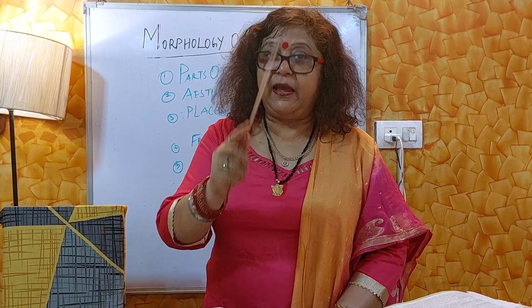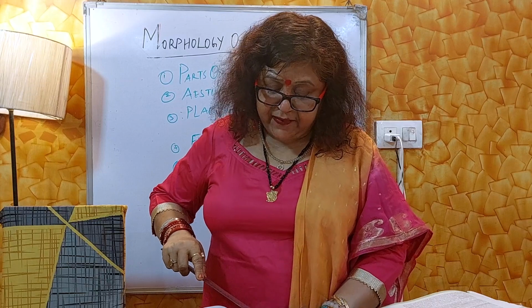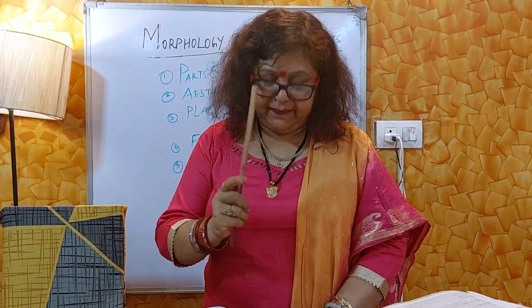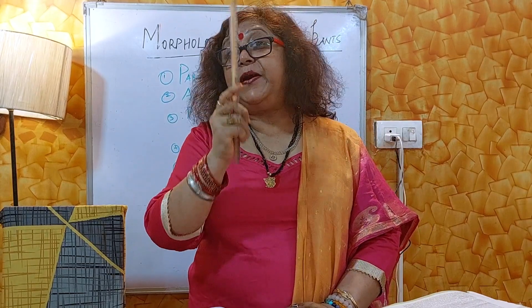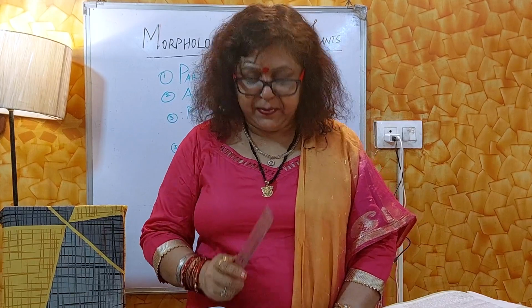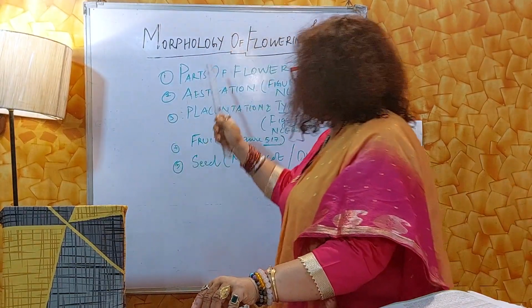Next one is zygomorphic. The flower is divided into two identical halves through only one particular plane. Therefore, it is called bilateral symmetry, zygomorphic. Example is cassia. Okay. This is about the symmetry of a flower. So these particular parts got over.